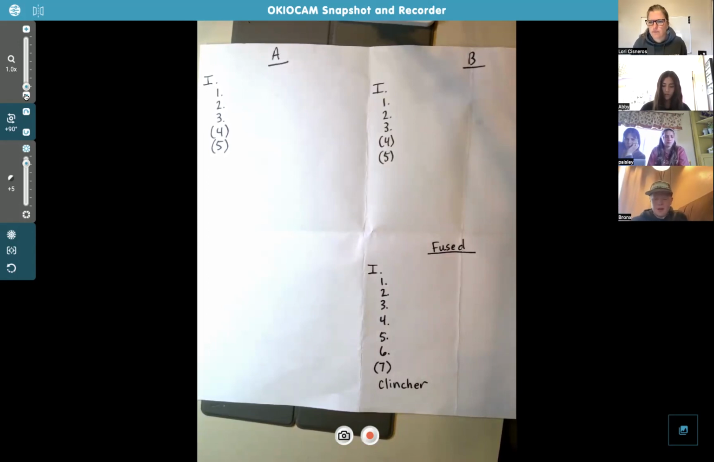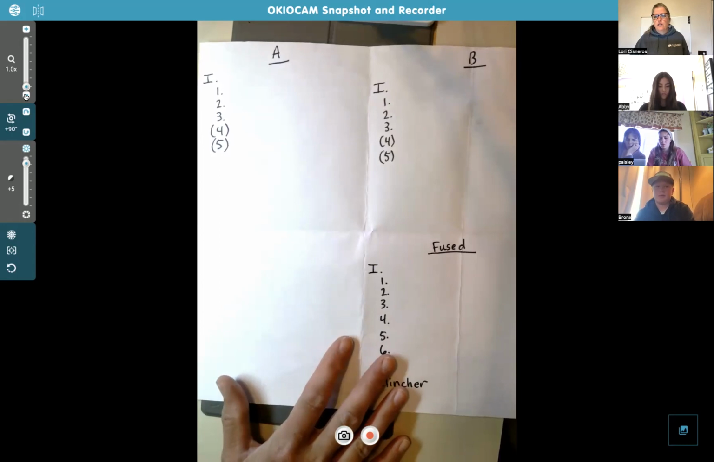Yeah, so I tried to print it, but it wasn't printing right. Oh, so do you think it's a printer problem, or do you think it's how you're selecting it to print? I don't know. Okay. I'm going to stop my share for a second.